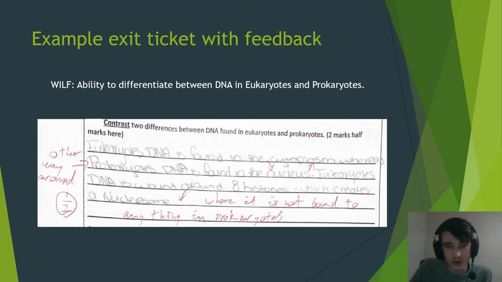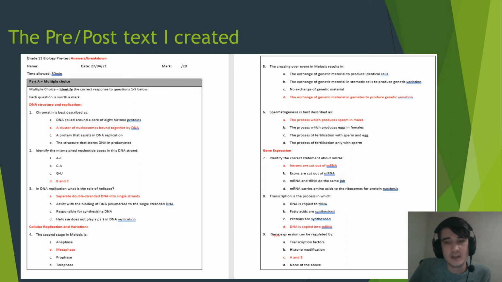And they also only mentioned that eukaryotes' DNA is wound around histones, and they didn't say anything about how it is in prokaryotes. So I wrote them feedback to let them know what they've got wrong there. So like I said before with this class, I did a pre and post test that I created myself.